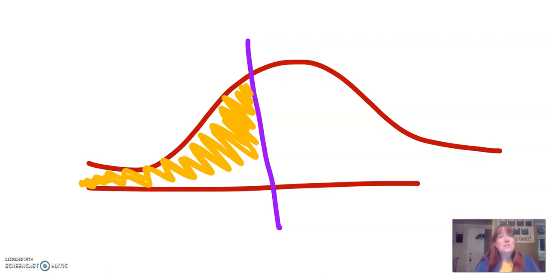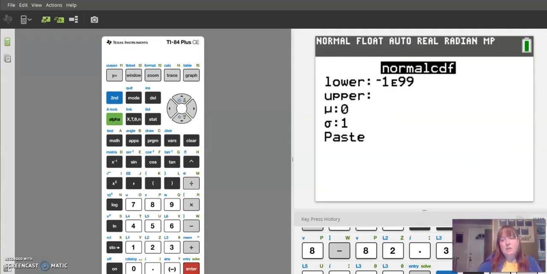So what is our left bound? Basically we're saying let's put a left bound and a right bound on this area. But in this case, we don't have a left bound because we want to go all the way down to the tiniest little, or the biggest negative number we can, right? We want to go all the way to basically negative infinity. So how do we put that into a calculator?